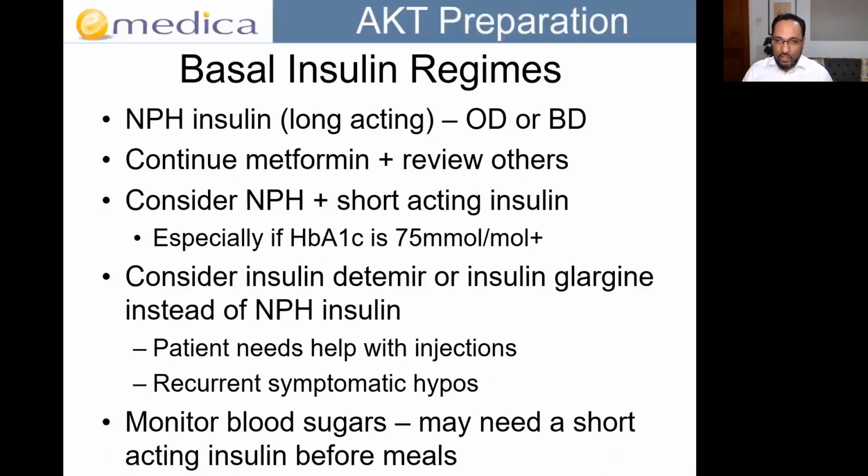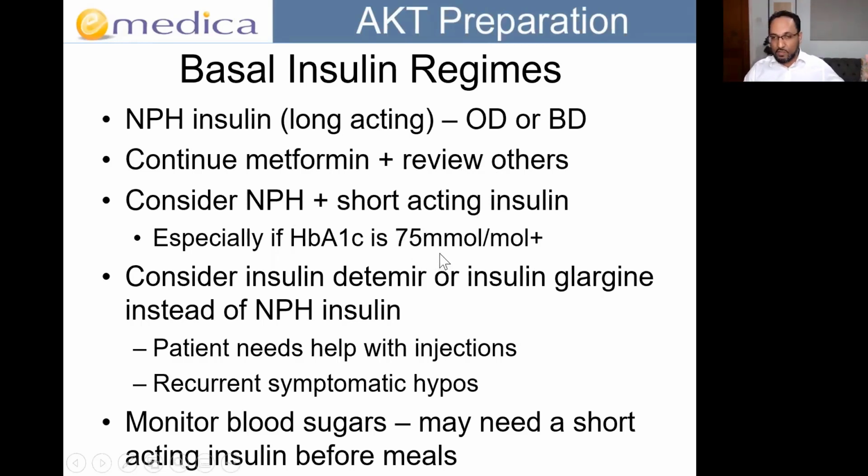So NPH insulin is a long-acting basal insulin. So what you do is this gives you a low level of insulin. You often will get once daily where you take it in the evening, or you can get a twice daily regime, but basically it's giving you a baseline level of insulin. And if someone has got multiple medications, you keep them on the metformin and review whether or not you want to keep some of the others. Like this guy, his control's poor, but it's not so poor. So it's not 75 plus, it's 70. Then we probably don't need to go straight to two different types of insulin.